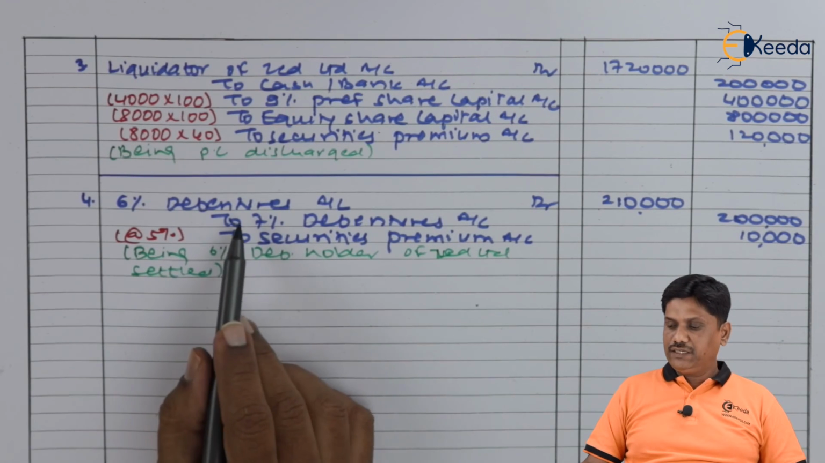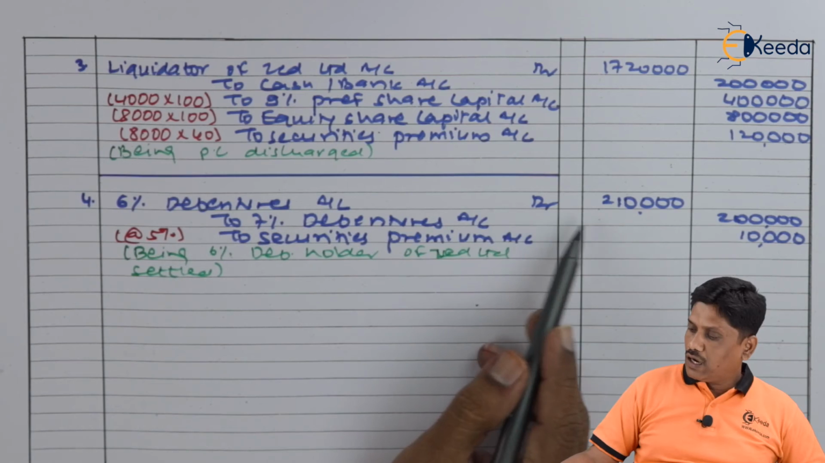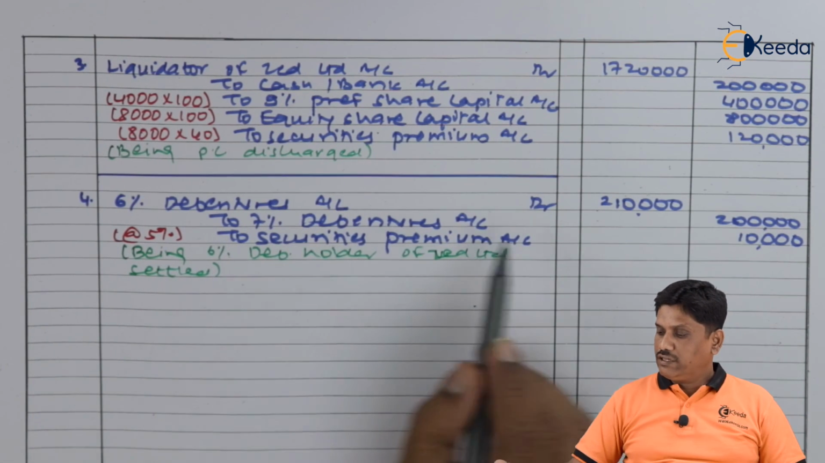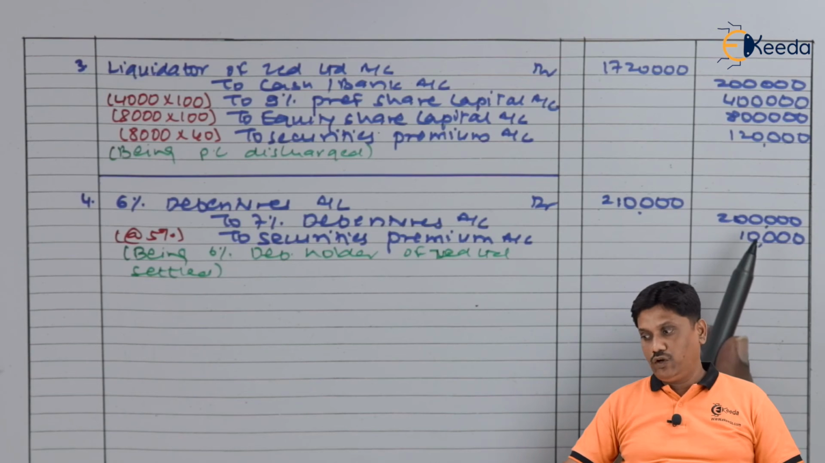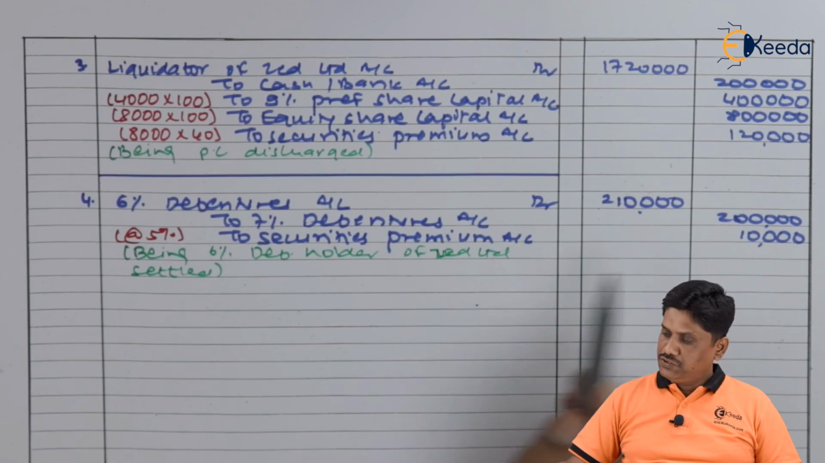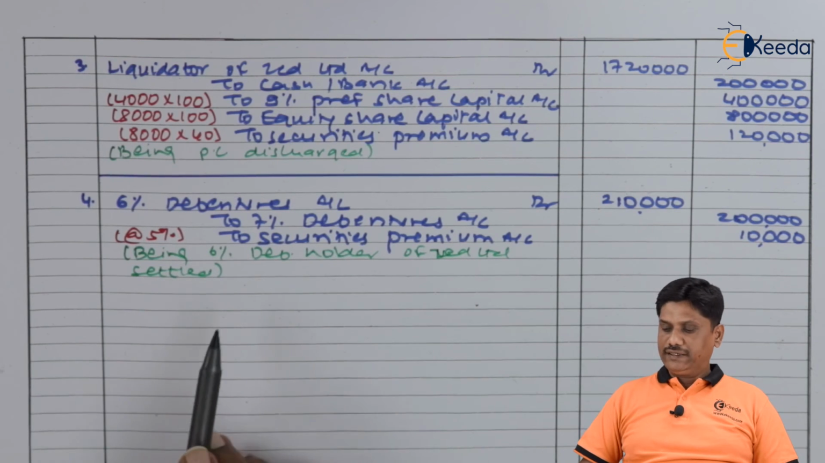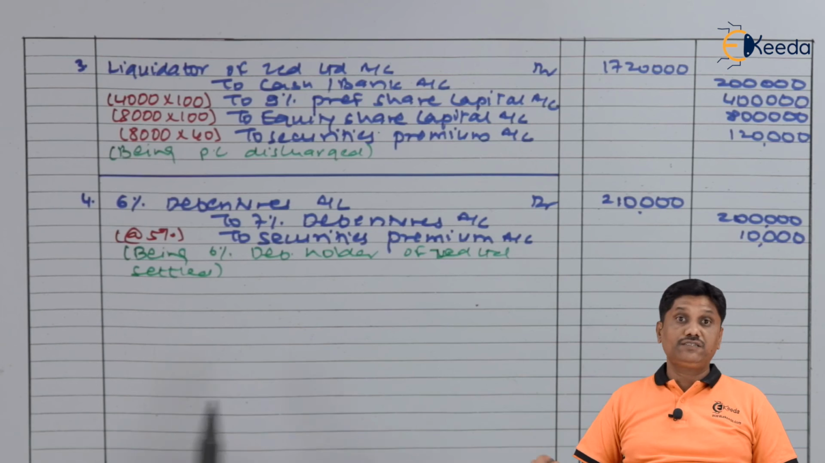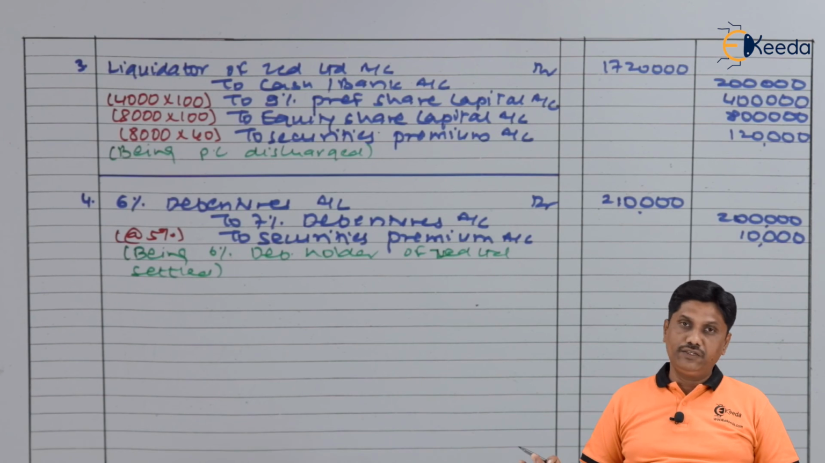Friends, our entry is 6% debentures account debit 2,10,000 which were taken over, now it is cancelled. To 7% debentures, our debenture face value is 2 lakhs, but it is treated at 105, so 5% premium. To securities premium account credit 2,10,000, being 6% debenture holders of Z Limited settled. So we have settled their debenture holders.